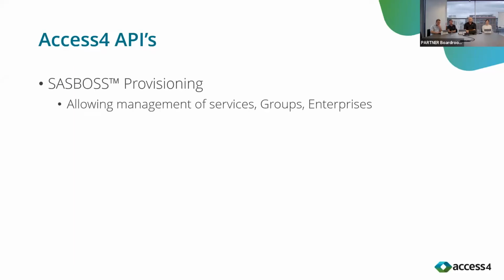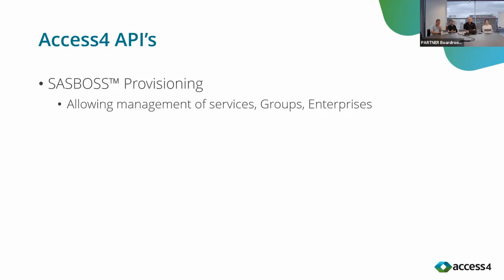So as most of you may be aware, we do have a couple of APIs available to our partners. The first one being our provisioning API. So that is talking directly into SASBOSS. This is allowing you to manage anything from the creation of your enterprises and your groups, and even your end user services, also updating that user information, updating their license types, all that kind of information can all be done through that one API.